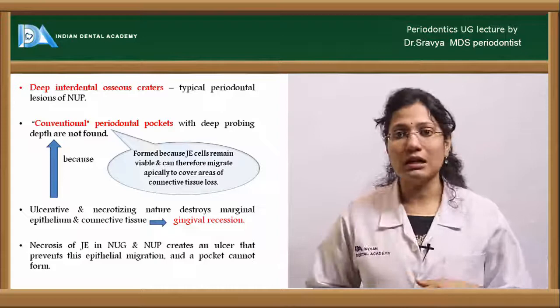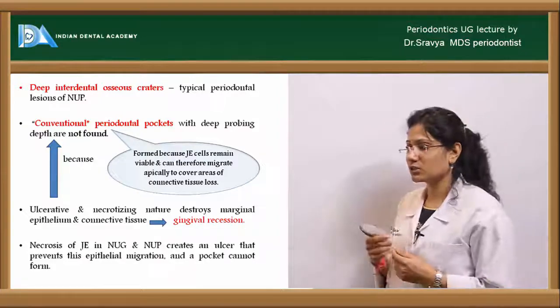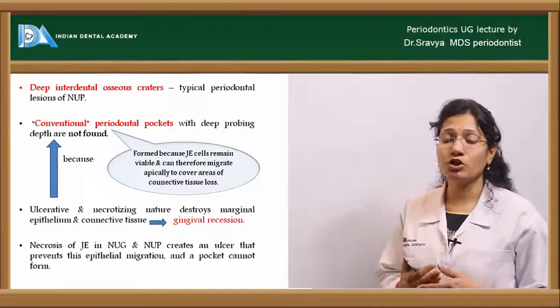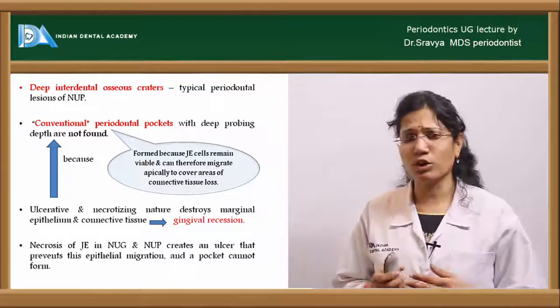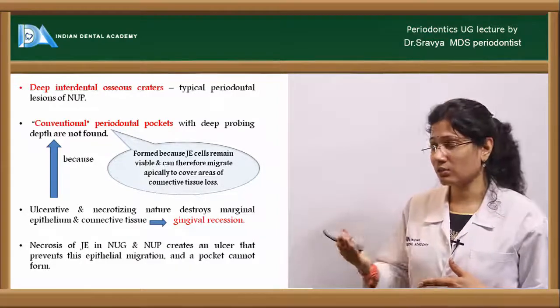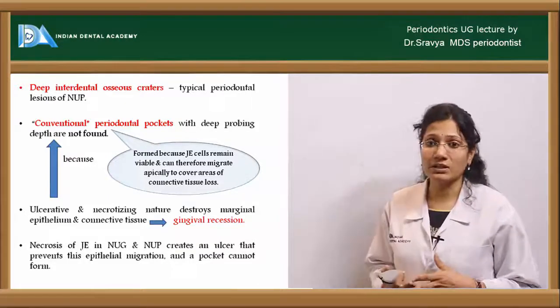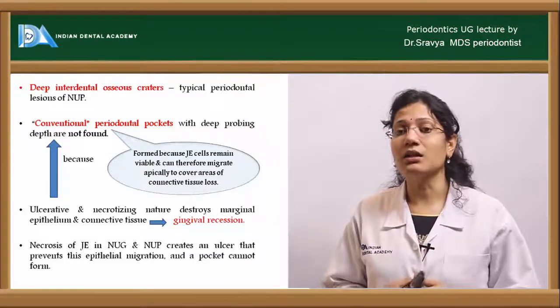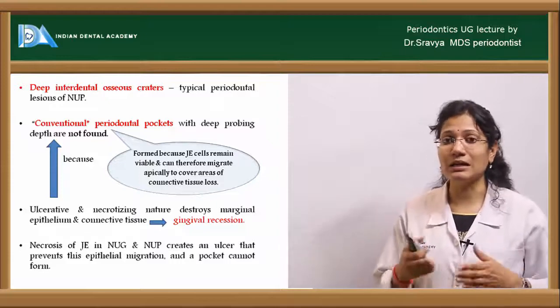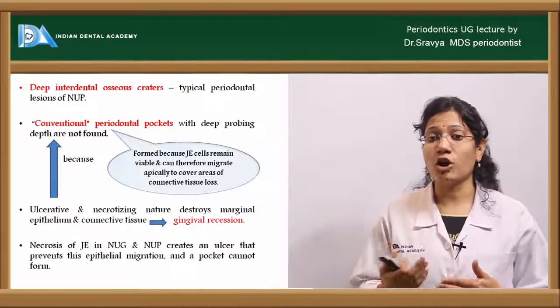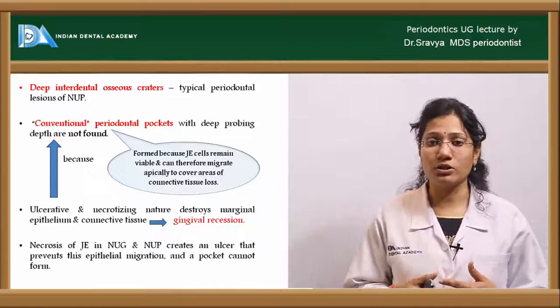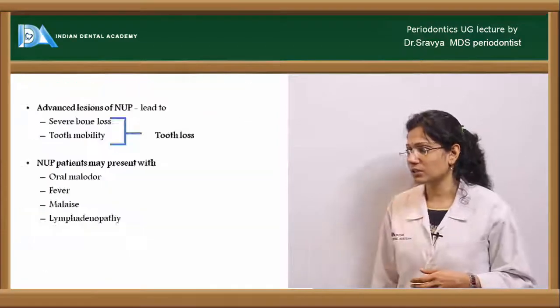Whereas in chronic periodontitis or any aggressive form of periodontitis, conventional periodontal probing can be done to detect your periodontal pockets, because your junctional epithelium has vital cells and the cells are migrating apically, leading to a pathological deepening of the sulcus, leading to a periodontal pocket. So that's the main difference.